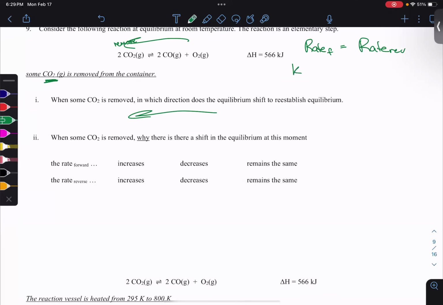So that means K for the forward reaction times CO2 concentration squared equals a different rate constant times CO concentration squared times O2 concentration. That is our rate law that dictates chemical equilibrium.